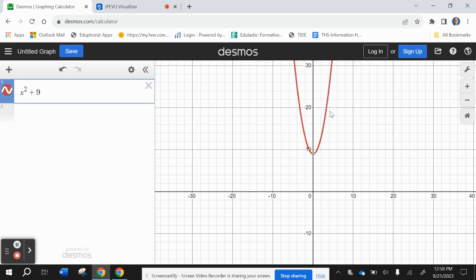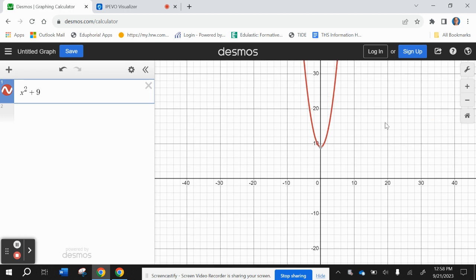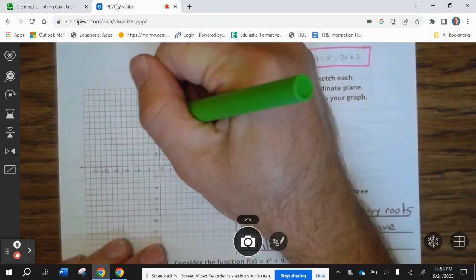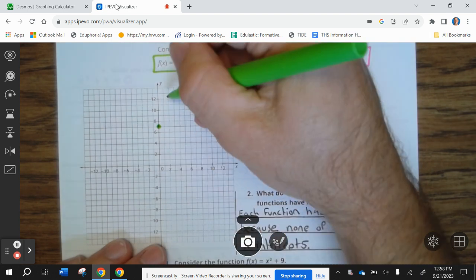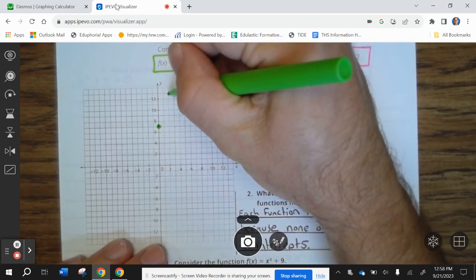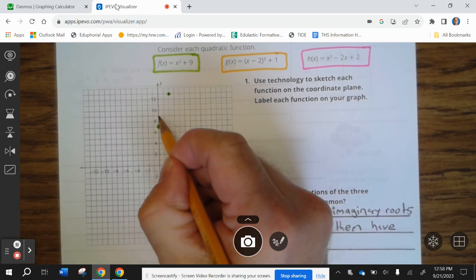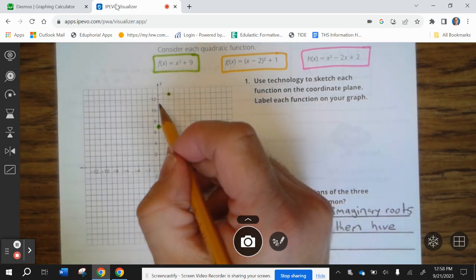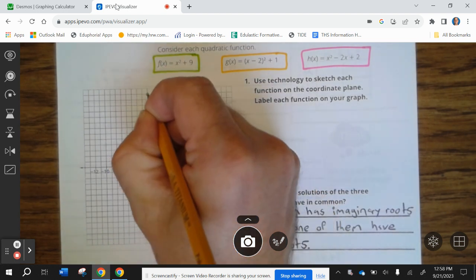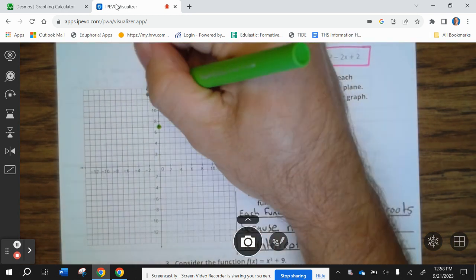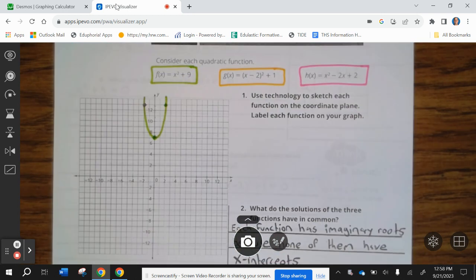And then I'm going to scroll the graph, see if I can find a good point. 2, 13. So I'm going to use that point. So 0, 9 and 2, 13. Now, if I go up 1, 2, 3, 4, 5, 6 to the right, then I have to go up 6 to the left 2. Okay, so there's this graph.